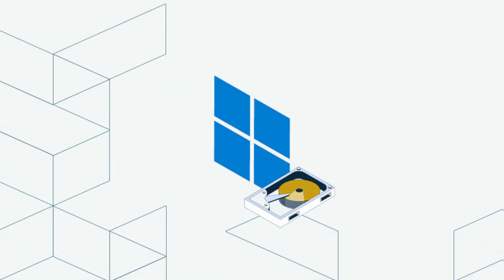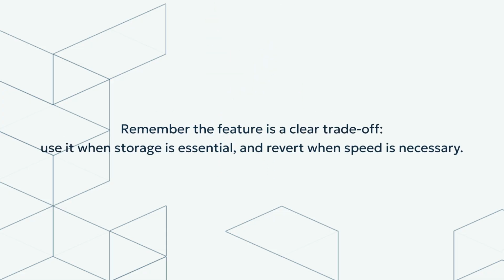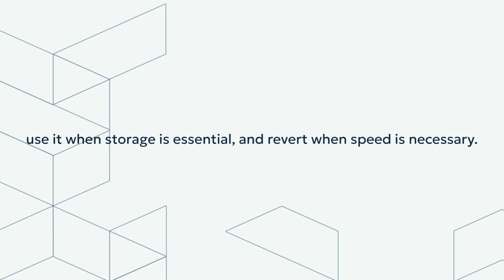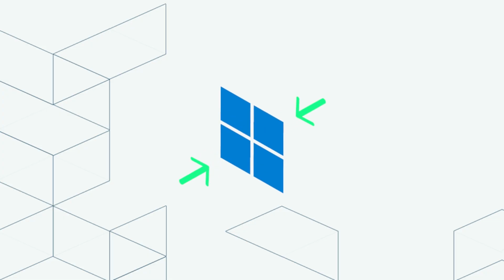Making the most of Compact OS requires careful management and deployment. Whether you enable or disable it, always monitor system performance. Remember, the feature is a clear trade-off. Use it when storage is essential and revert when speed is necessary. This strategic approach ensures you get the best results from your Windows 11 system.